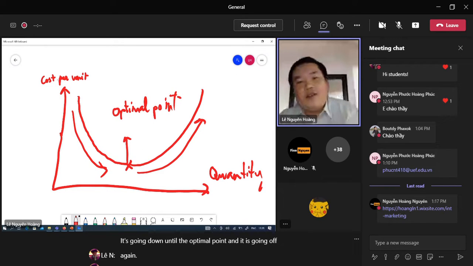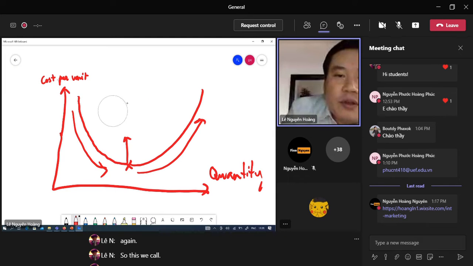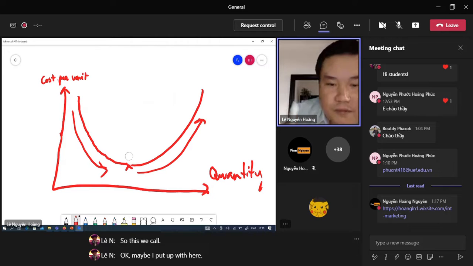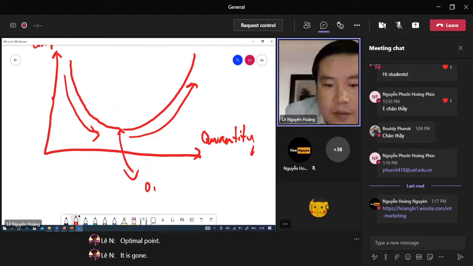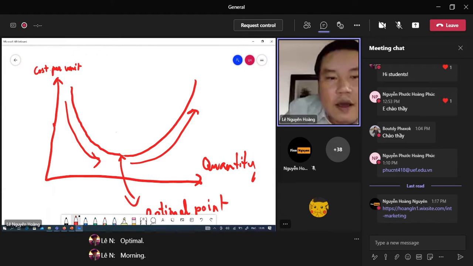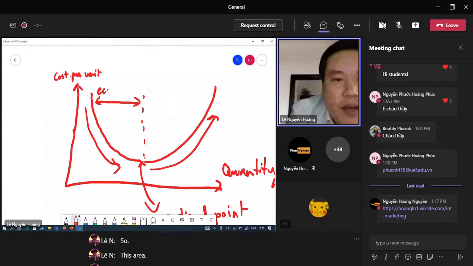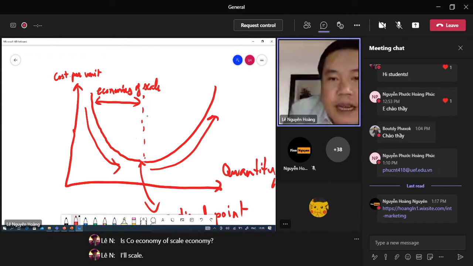So this we call the optimal point. This area is called economy of scale, and this area is called diseconomy of scale.